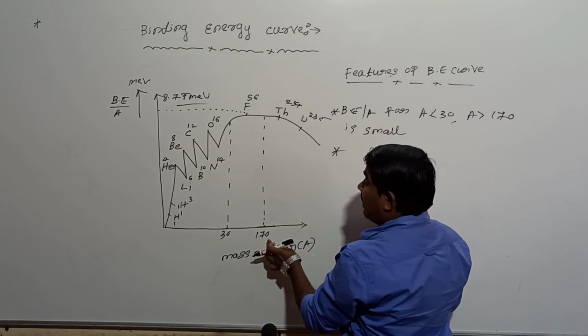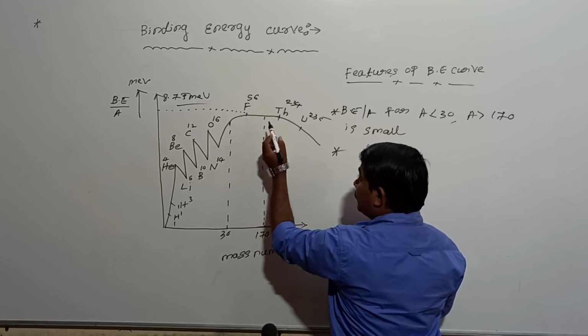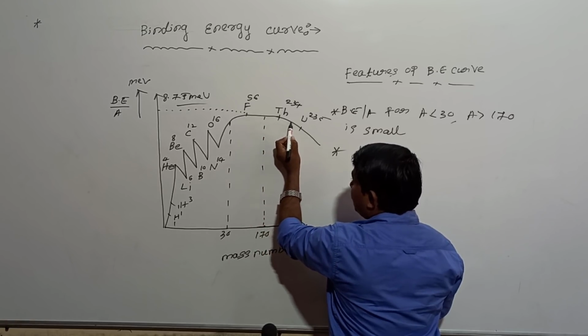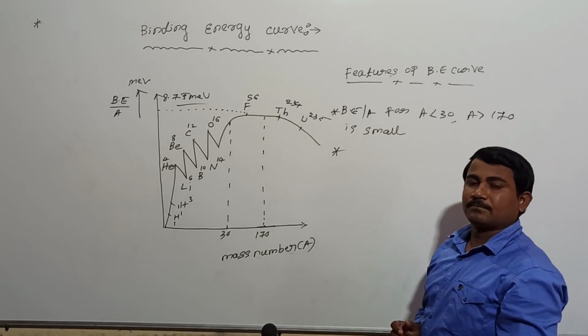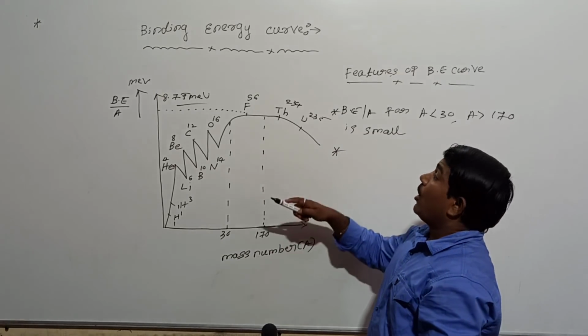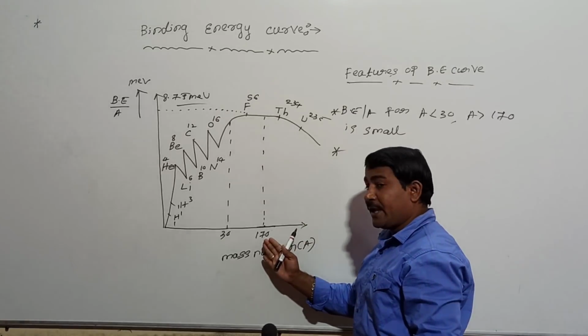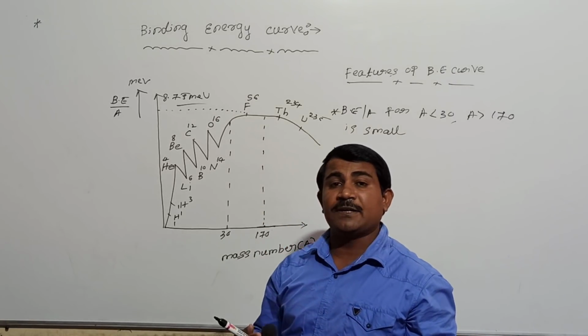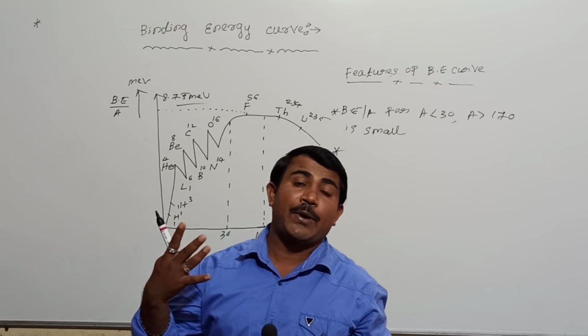The elements whose mass number is greater than 170, for those the binding energy per nucleon is very small and they become unstable. That's why the elements with mass number greater than 170 are unstable and hence they act as radioactive elements.